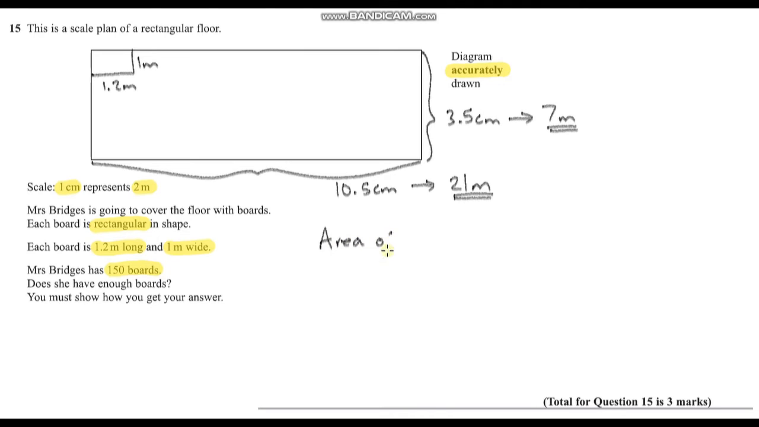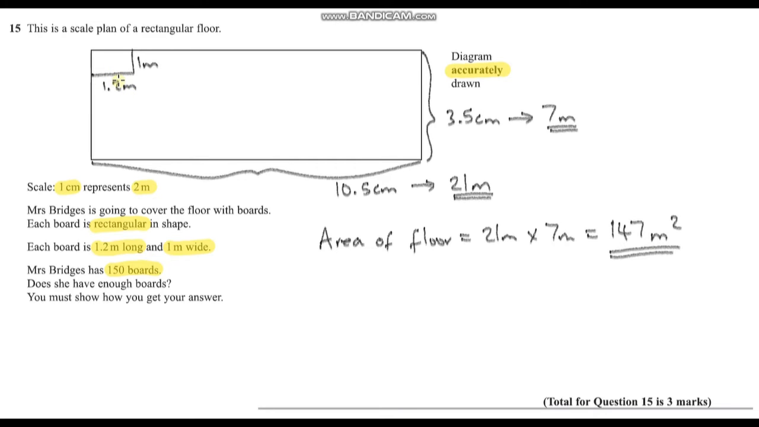So area of, sorry, it's not a room, it's a floor. So area of the floor, well, that's going to be 21 meters times 7 meters. Well, 20 times 7 is 140. So it's going to be 147. 147 meters squared. So that is the area of the floor.